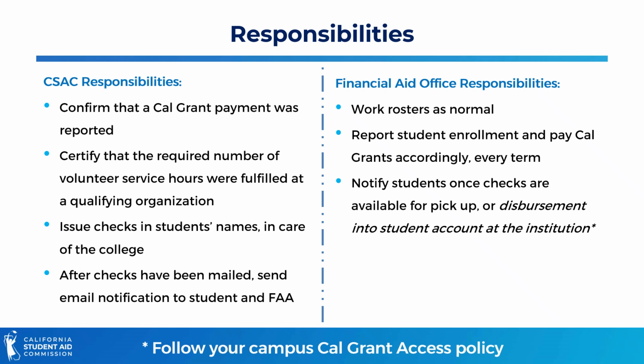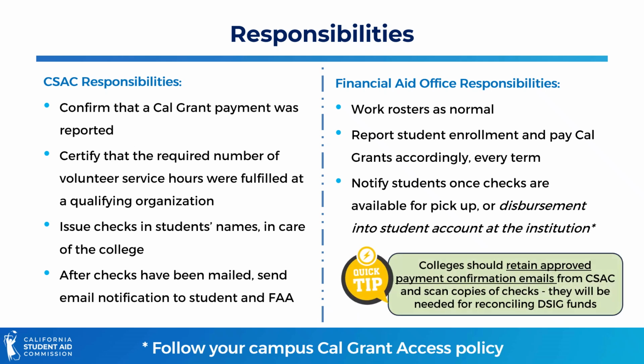Next, financial aid offices should work their rosters as normal, report student enrollment and pay Cal Grant accordingly each term, and notify students once checks are available for pickup or disbursement into student account at the institution. If you intend to apply DSIG funds to an outstanding school balance, make sure you are following your campus policy on Cal Grant Access Award disbursement.